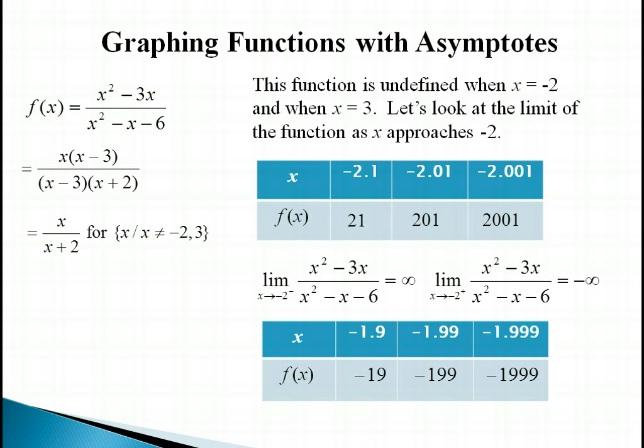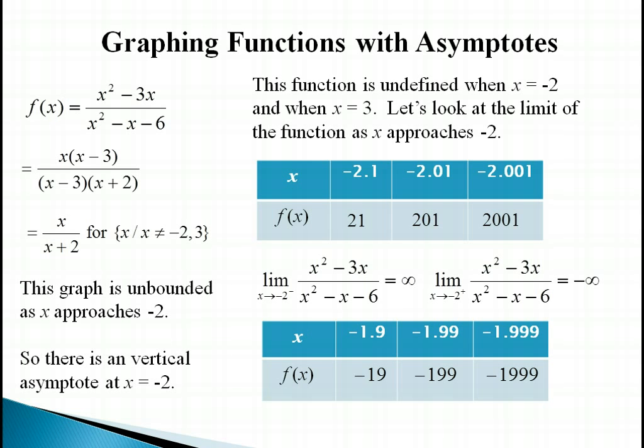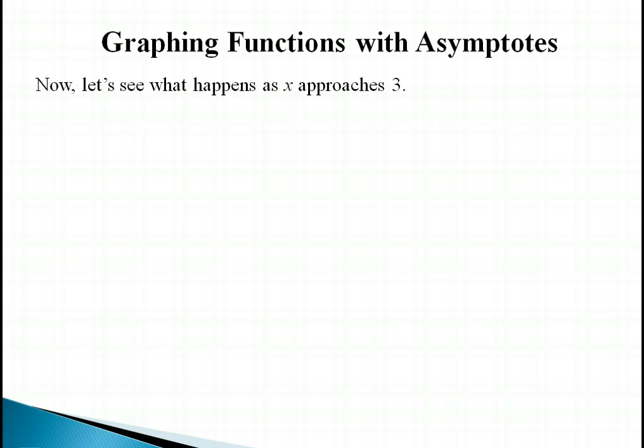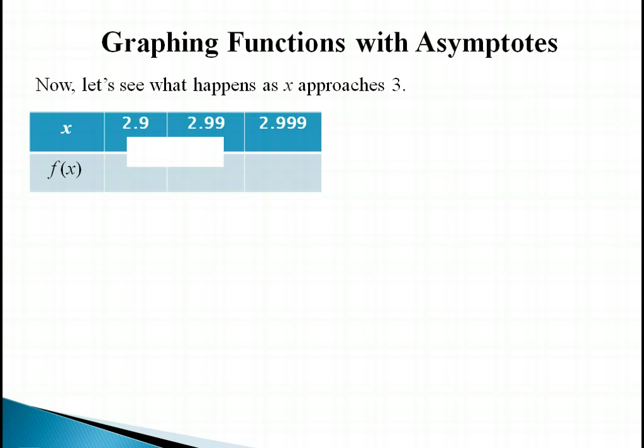So the graph is going to be unbounded as we approach negative 2, which means that we have a vertical asymptote at x equals negative 2. Okay, we also had an undefined value at 3. Let's see what happens as we approach 3.